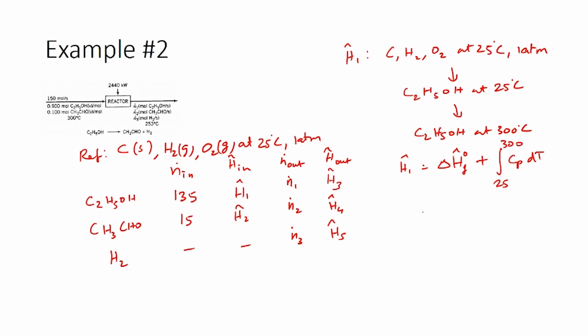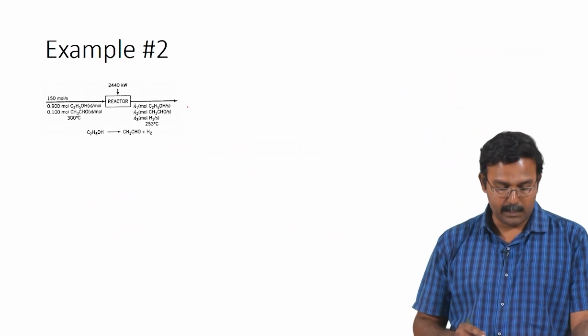So, this would give you a value of minus 212.19 kilojoules per mole. So, similarly we can calculate the values for H2 cap, H3 cap, H4 cap and H5 cap as well. So, let us go about doing each of them.